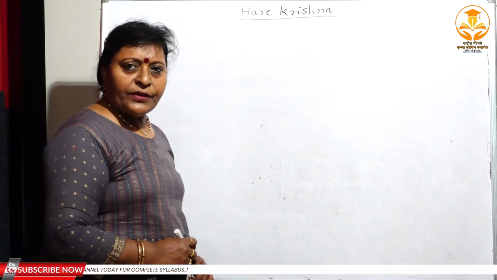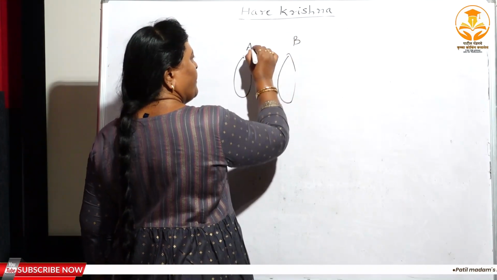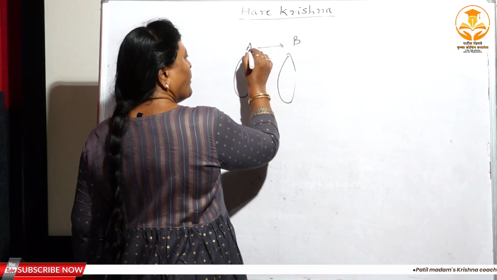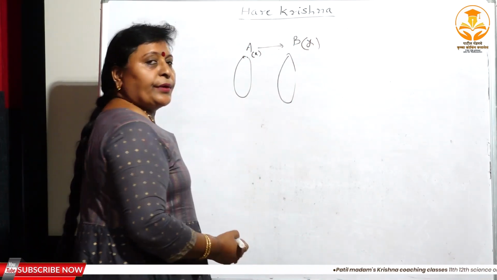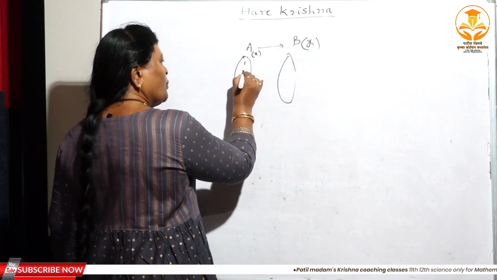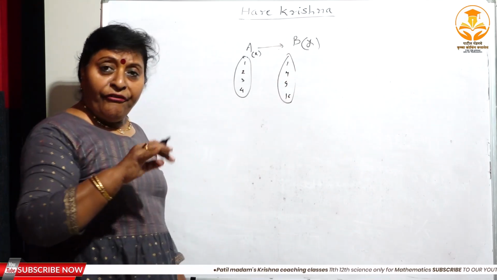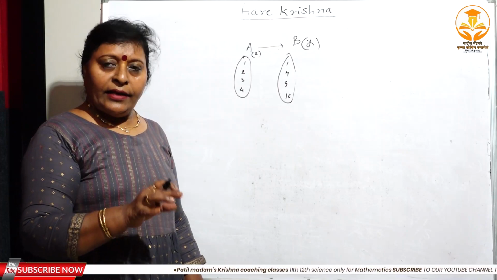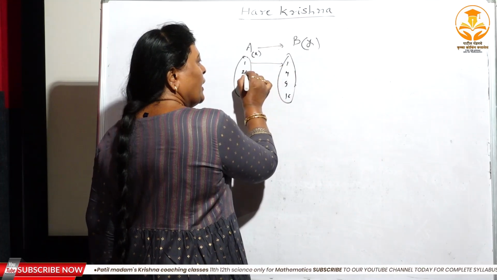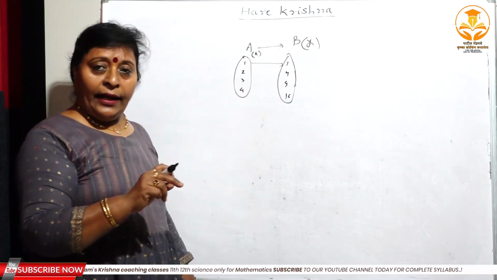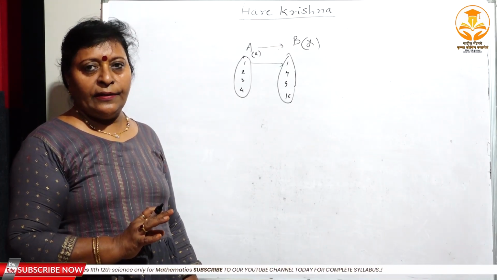Now what do you mean by the 1-1 function? See here, suppose this is the set A and suppose this is the set B, isn't it? And suppose the element of the set A is denoted by X, and the element of the set B is denoted by Y. Suppose this is 1 2 3 4, this is 1 4 9 and 16. When every element of the set A has one and only one image in the set B, that is a 1-1 function, isn't it?